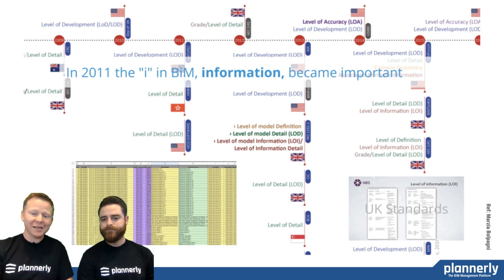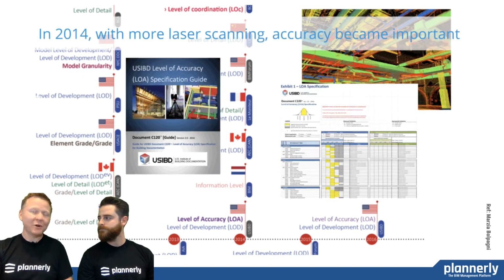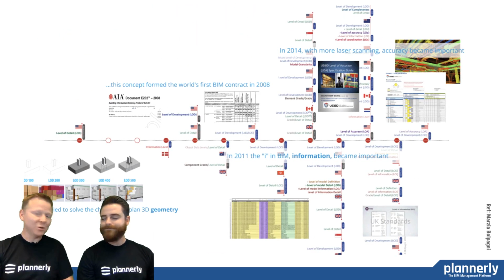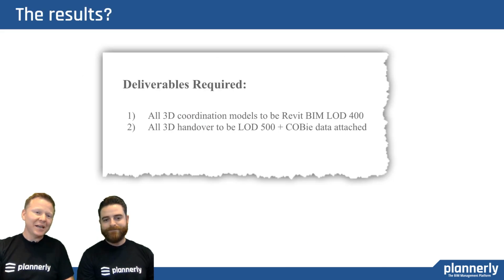And you see the reference on this diagram is very heavily involved in those newer standards as well, and level of information need, we're excited to start to support as well. But the result of lots of standards and having a confusing time over those years, sometimes we're still seeing this type of request where deliverables are required, as that one says, all 3D coordination models to be Revit BIM, LOD 400. So does everyone on the call understand Revit BIM LOD 400? Is that something that we can deliver?